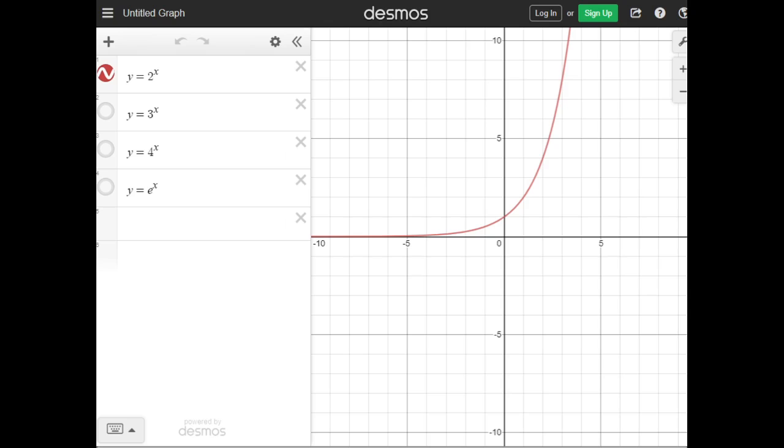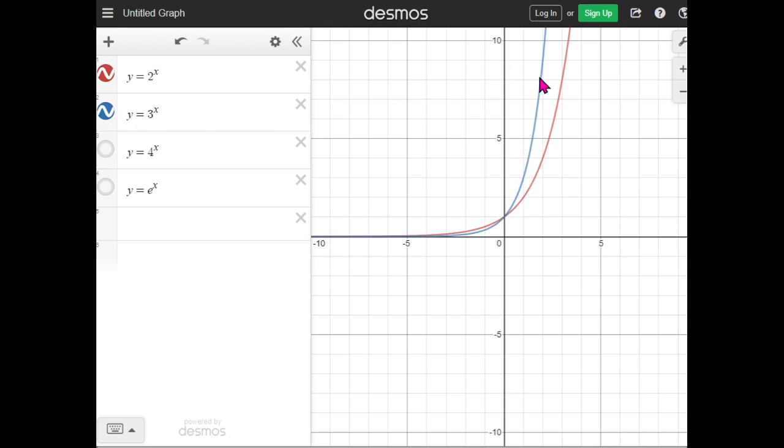Okay, let's compare the graphs of y equals 2 to the x and y equals 3 to the x, which we had the computer draw here so far, with y equals 4 to the x, the same idea, and then y equals e to the x. Okay, here's y equals 2 to the x in red. Y equals 3 to the x looks like this.